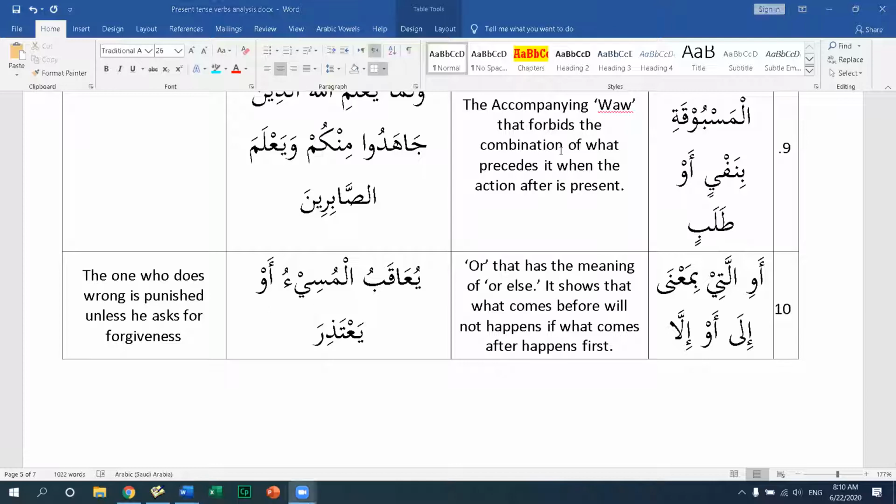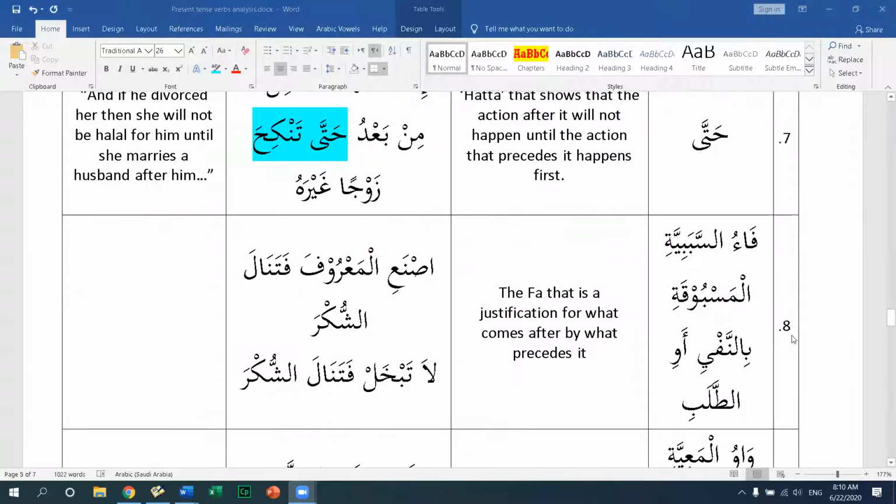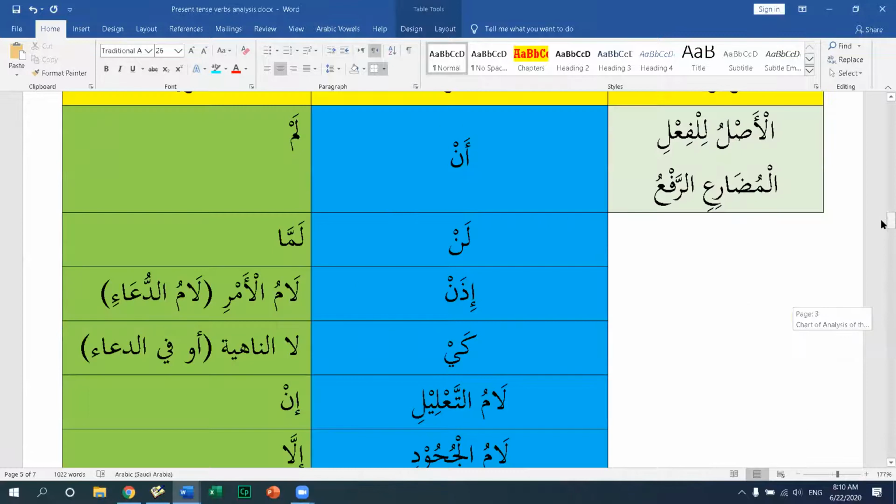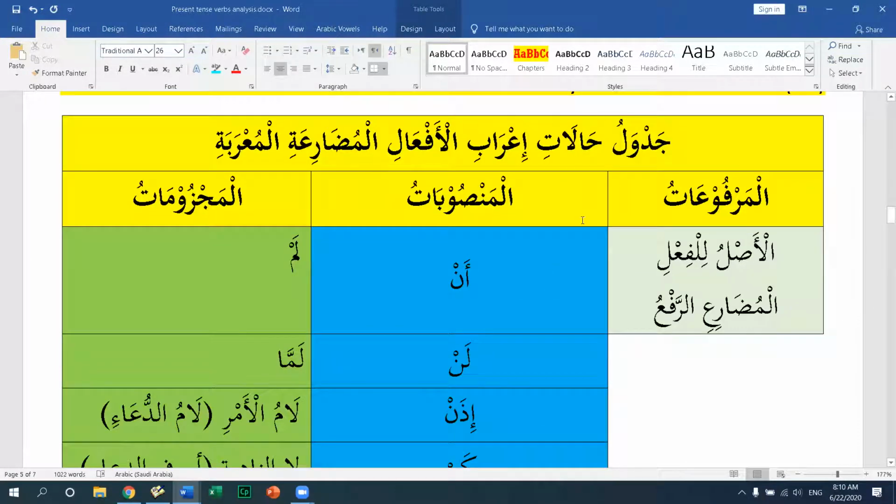And these are the 10 reasons why the present tense verb would become mansub. So if we look at the chart again, this is جدول حالات إعراب الفعل المضارع المعربة. The chart for the states of the analysis of the present tense verbs that are analyzed. The reason I say analyzed, because some of them are mabniya. The ones that are mabniya, hunna yaf'alna and antunna taf'alna. Those two are mabniya. The rest of the 9 patterns of the present tense verbs are mu'araba.